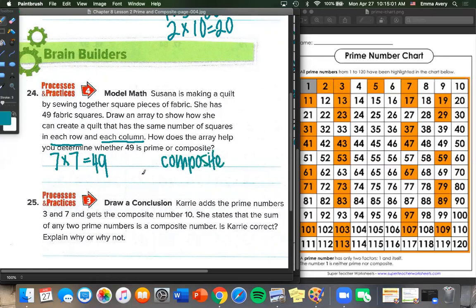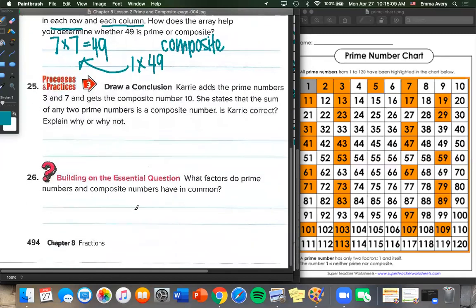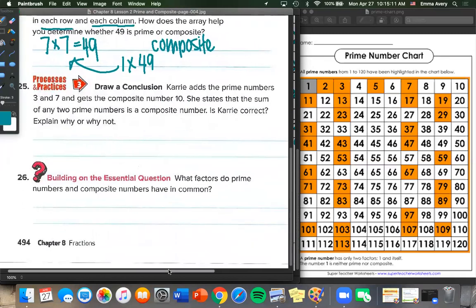Because it has a factor other than 1 and itself, it also has 7. On to number 25. Draw a conclusion. Carrie adds the prime numbers of 3 and 7 and gets the composite number of 10. She states that the sum of any two prime numbers is a composite number. Is Carrie correct? Explain why or why not.